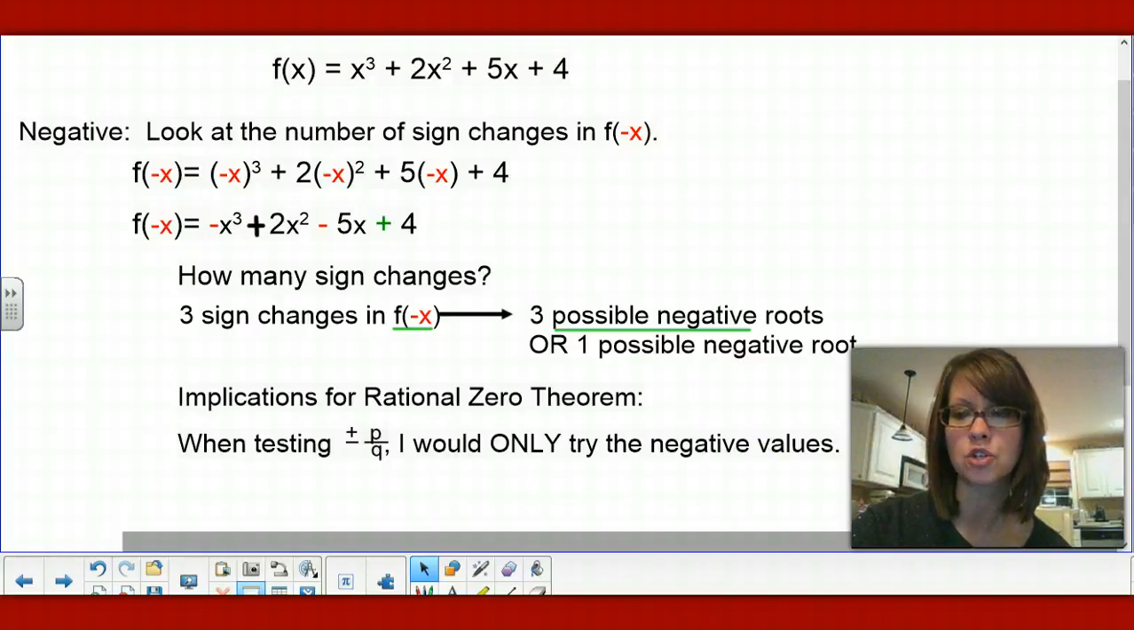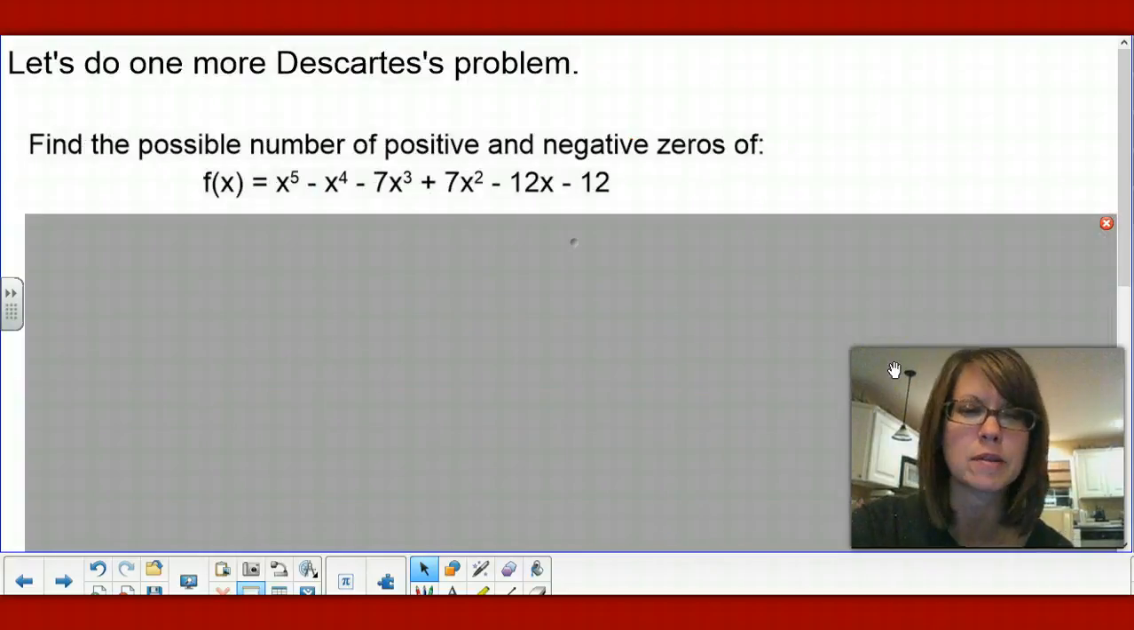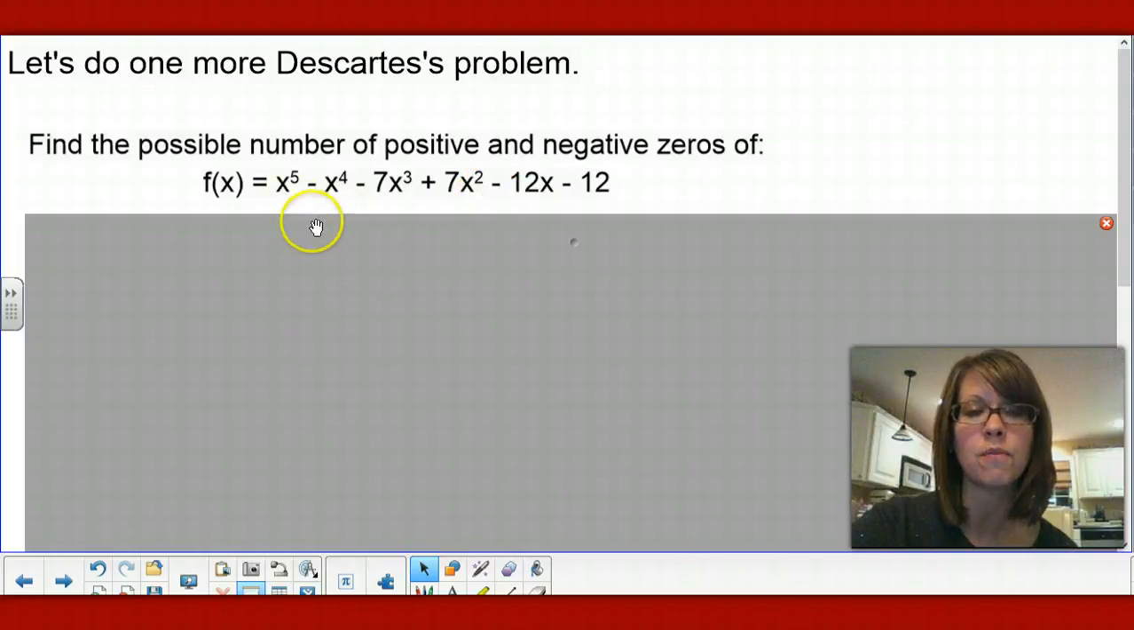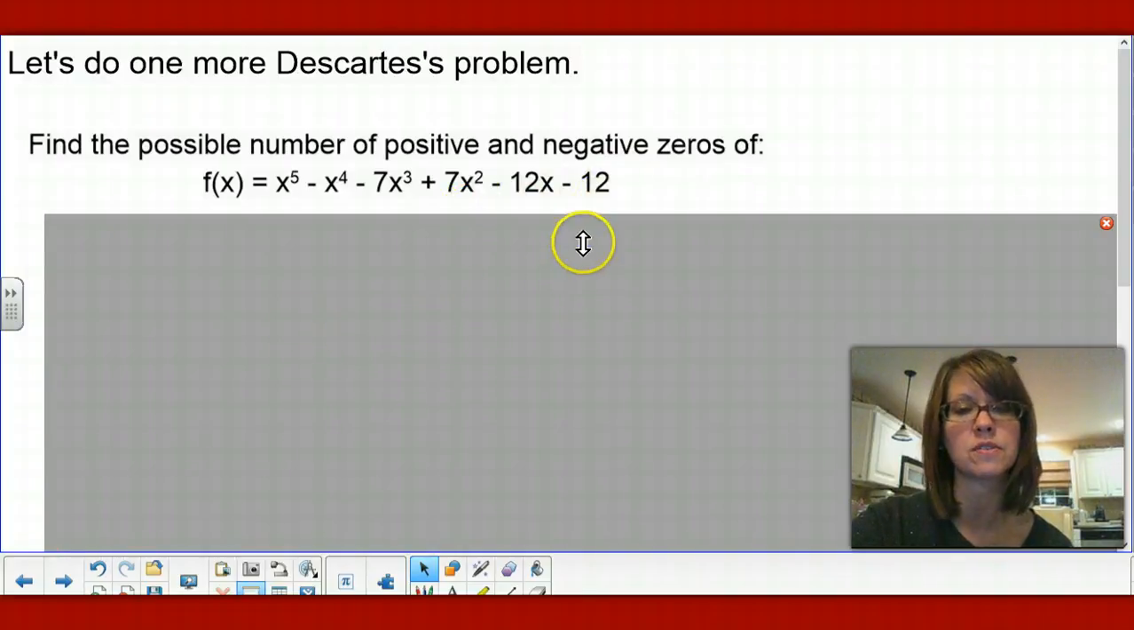All right, let's do one more example, okay? Hopefully I've done this one all correct this time. Find the possible number of positive and negative zeros of f of x equals x to the 5th minus x to the 4th minus 7x cubed plus 7x squared minus 12x minus 12. The first thing we're going to do is check the positives, okay?